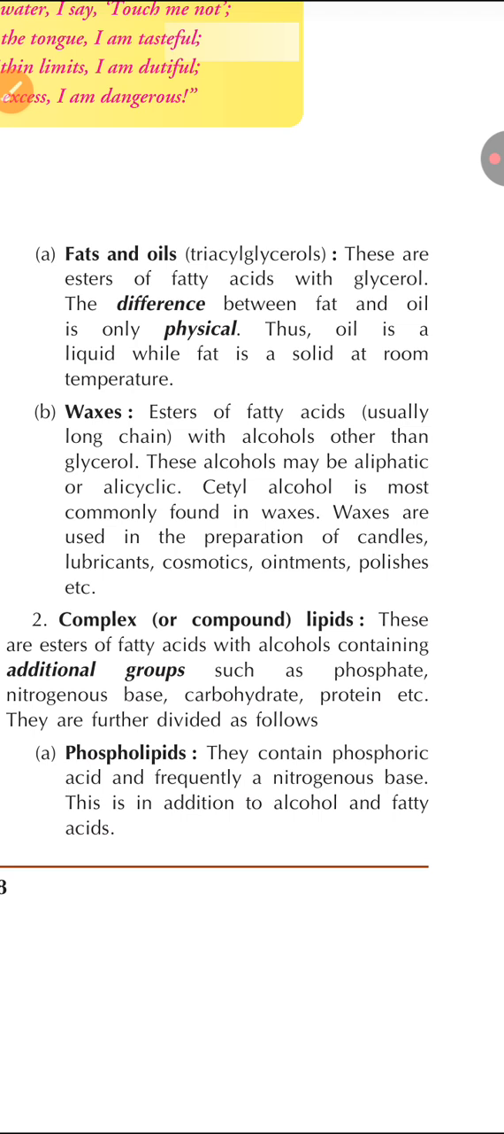You understand? Fats and oils are esters of fatty acid with glycerol, while waxes are esters of fatty acid, usually long chain, with alcohol other than glycerol. This alcohol may be aliphatic or alicyclic. You all know the difference between aliphatic and alicyclic from your organic chemistry. Alicyclic contains an aliphatic straight chain. So this alcohol is the most commonly found in bodies.